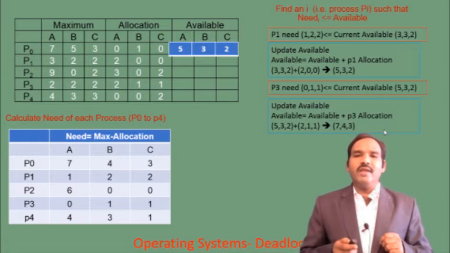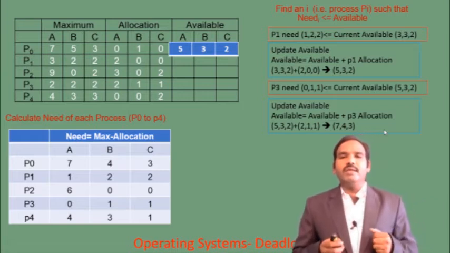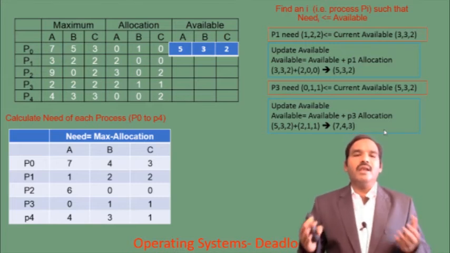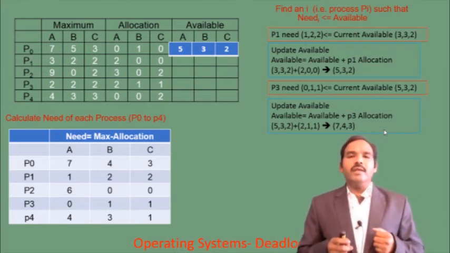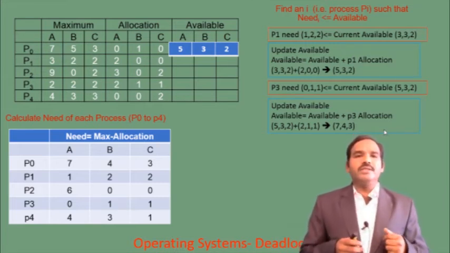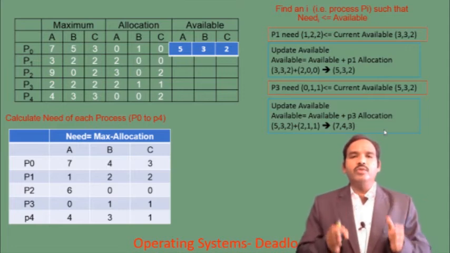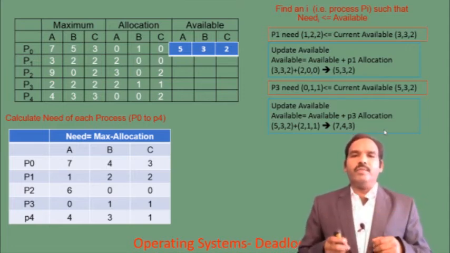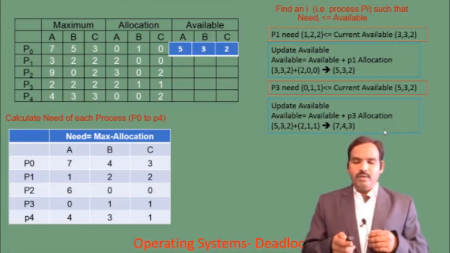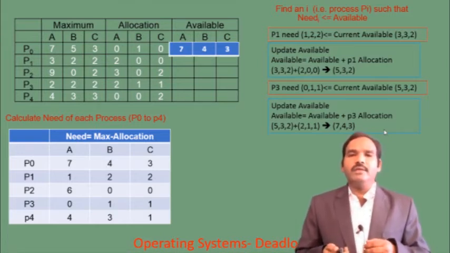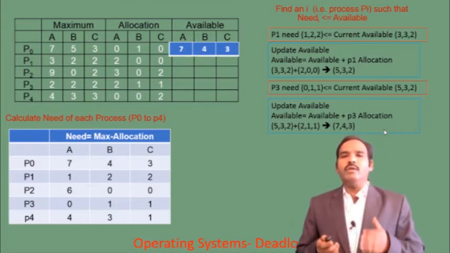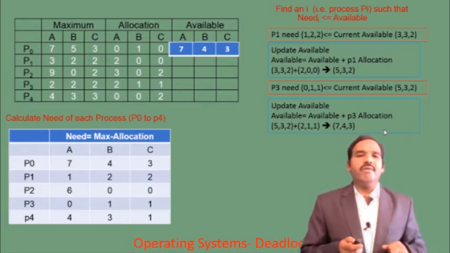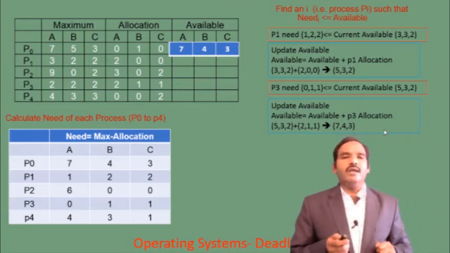Then update the available. Available equals available plus P3 allocation. What is the P3 allocation here? P3 allocation is 2, 1, 1: 2 A's, 1 B and 1 C. Then what is the current available? The current availability is 7, 4, 3. 7 A's, 4 B's and 3 C's are currently available.